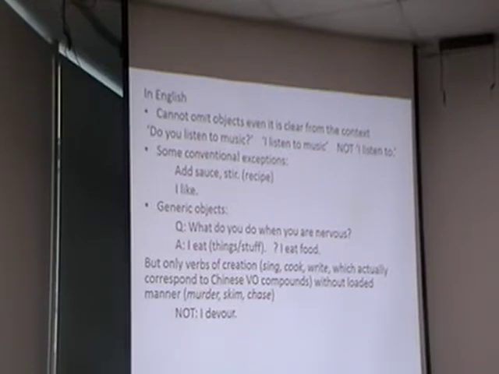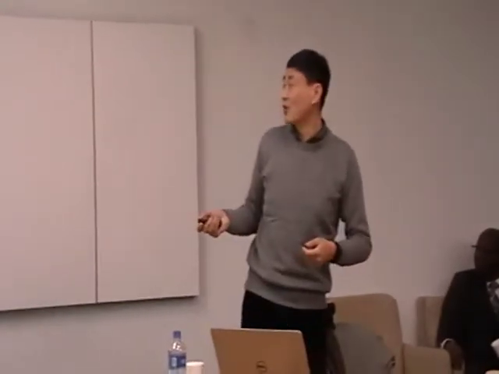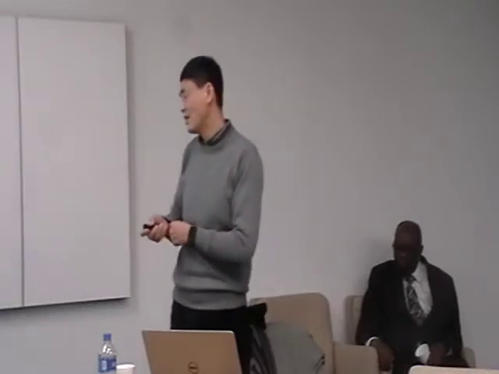So you cannot say, I devour. When you're nervous, what do you do? I devour. You cannot say that, because devour has manner involved in it. Or murder, what does he do? He murders. You have to say murder, you can stealthily kill. It has a very special manner involved, a scheme. I love reading is okay, but I love skimming, you have to say, I love skimming books. Or chase, you cannot say I chase. So it's very simple, very clear. It's not too difficult to discover.